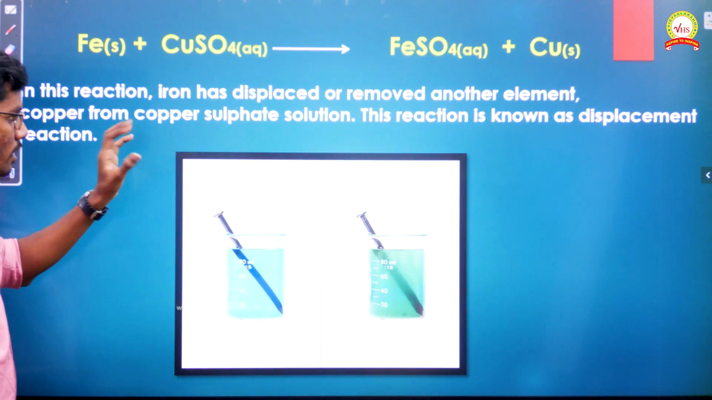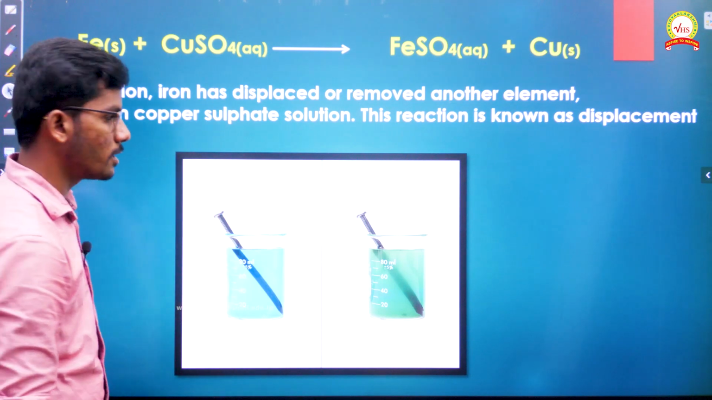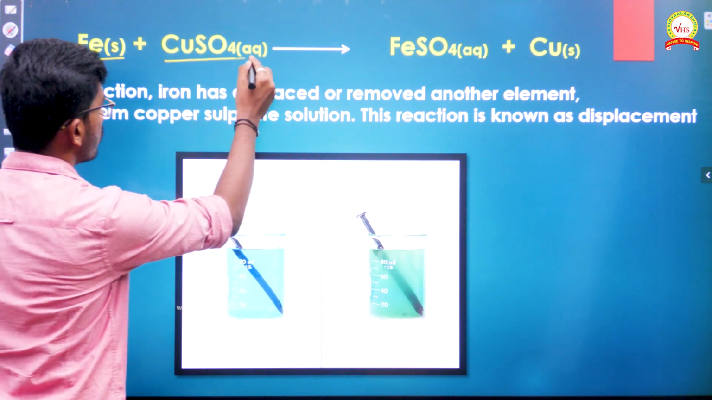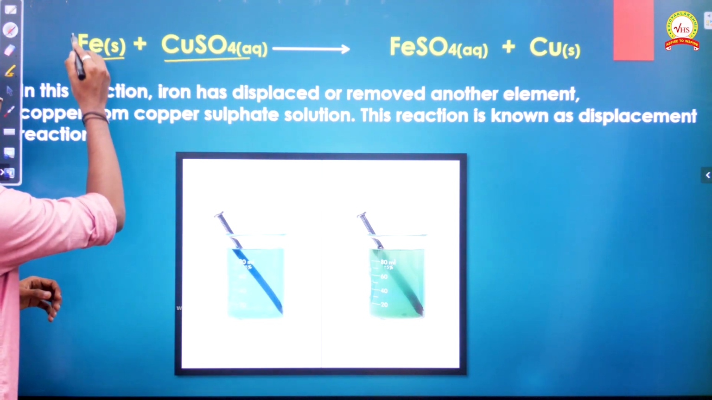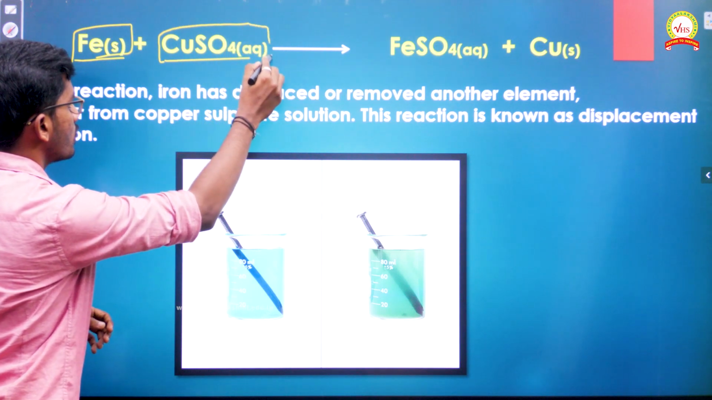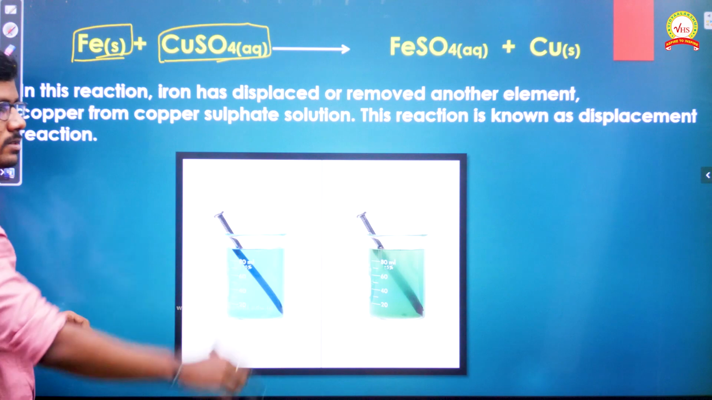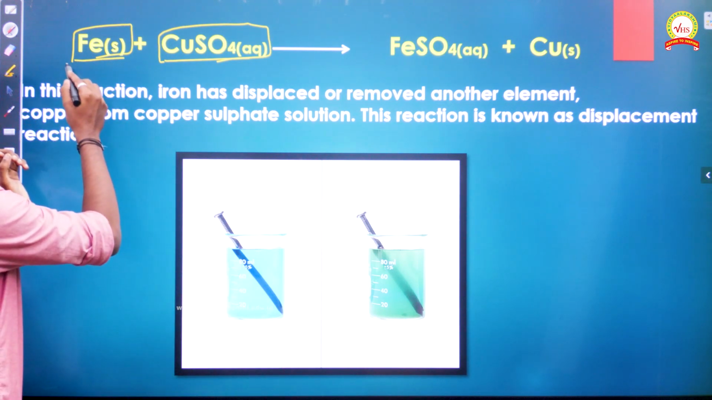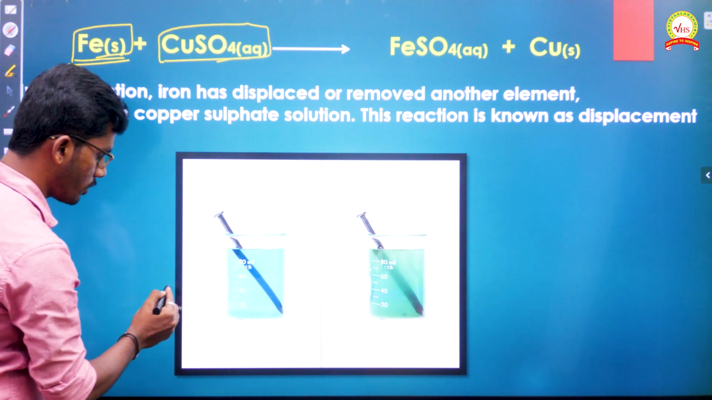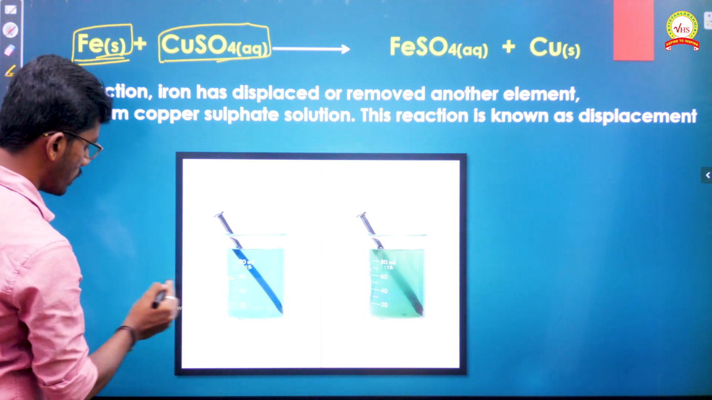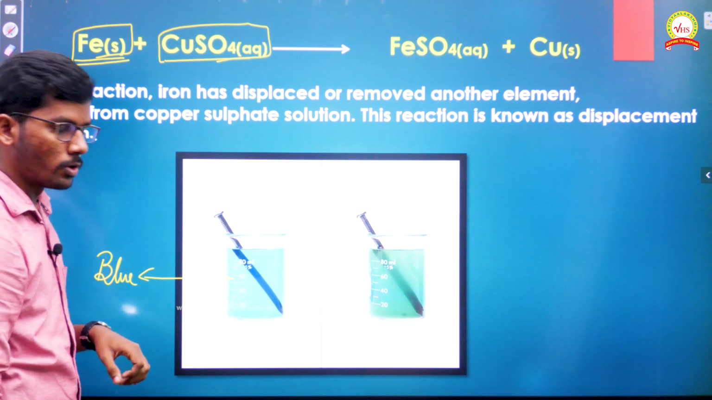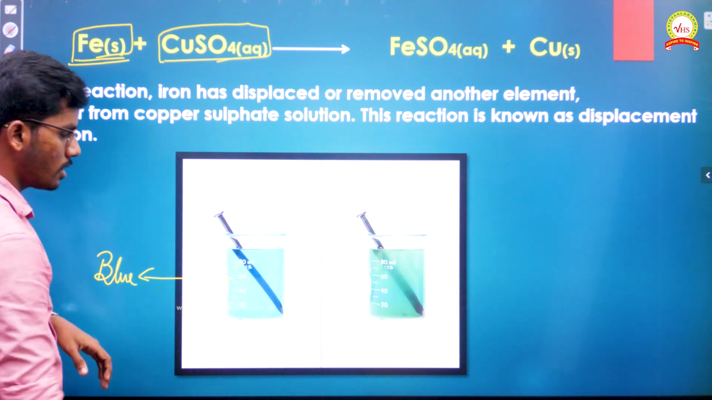Next, an example given for a displacement reaction. If you see here, iron reacts with copper sulfate. This is a reactant in an independent state, whereas here the copper metal is in a combined state in the form of copper sulfate, which is in aqueous form, and iron is in the solid form. Or you can say, here I am taking copper sulfate solution. You know, copper sulfate will be blue in color. To that, I am just dipping an iron nail.